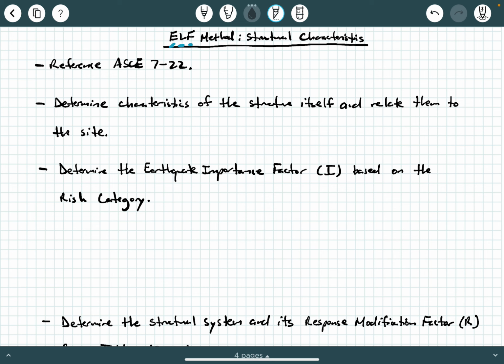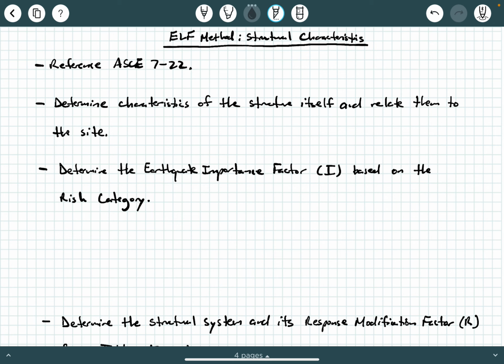Now, this video does not give all of the information about the equivalent lateral force method. It's quite extensive. To learn more about that on your own, I would suggest getting a copy of ASCE 7 and looking in chapter 12 specifically. This is just meant to give us an overview and hit the highlights of how to get some key pieces of information to execute the first several steps of the ELF method. So let's go ahead and get started.